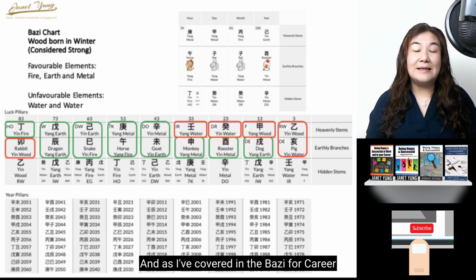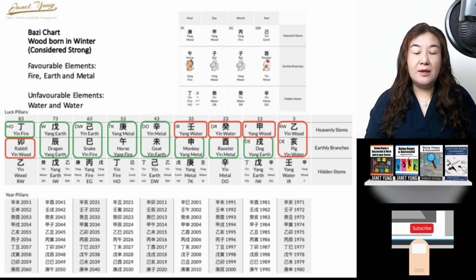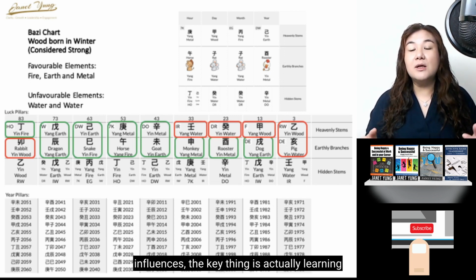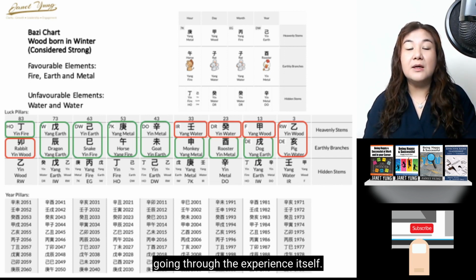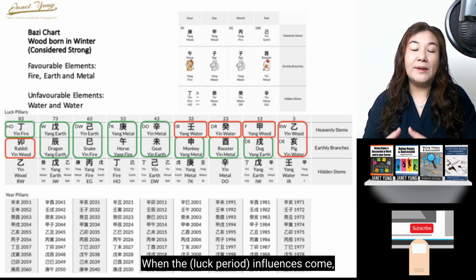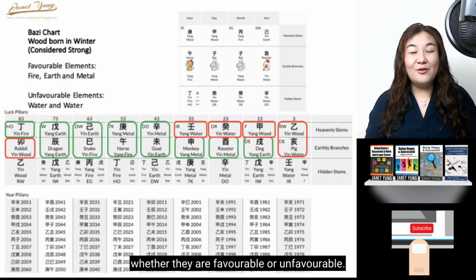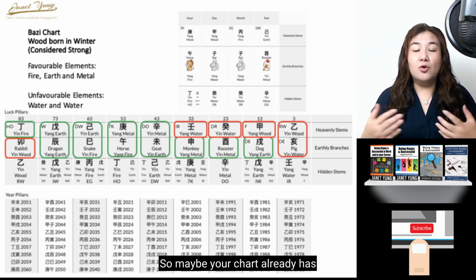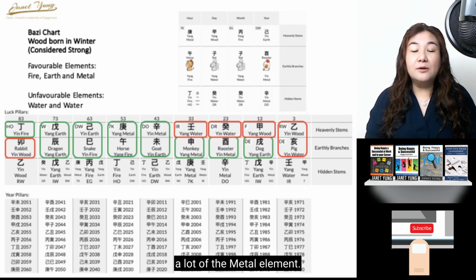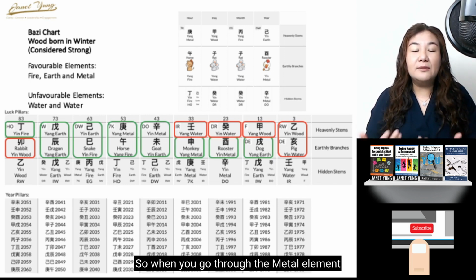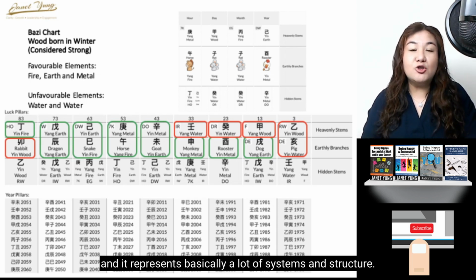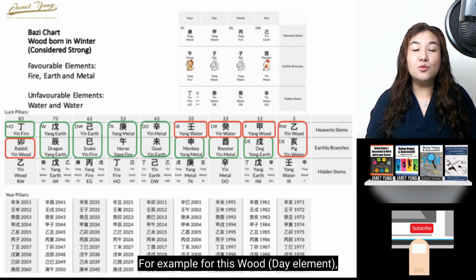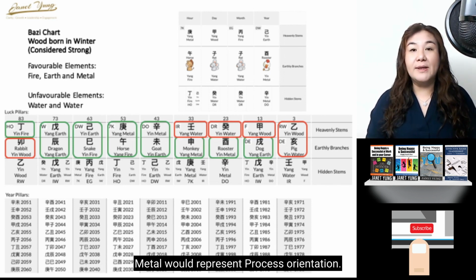And as I've covered in the Bazi for Career Success series itself, during these particular influences, the key thing is actually learning the skill sets that come along when you're going through the experience itself, whether the influences are favorable or unfavorable. So maybe your chart already has a lot of the metal element. When you go through the metal element, it represents a lot of systems and structure, right? For example, for wood, metal would represent process orientation.